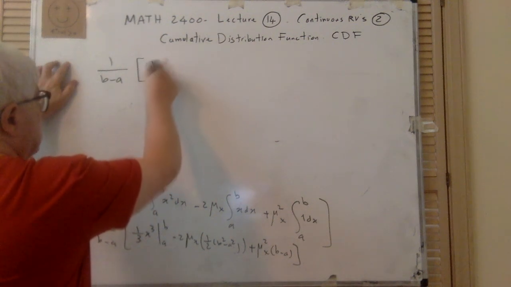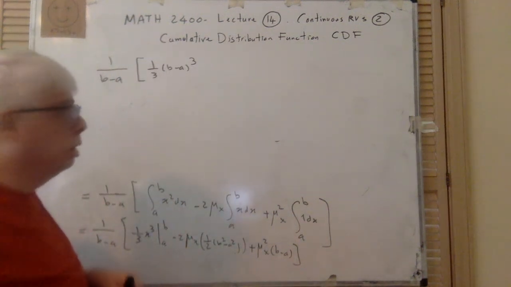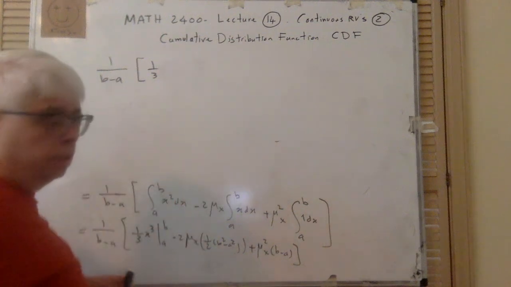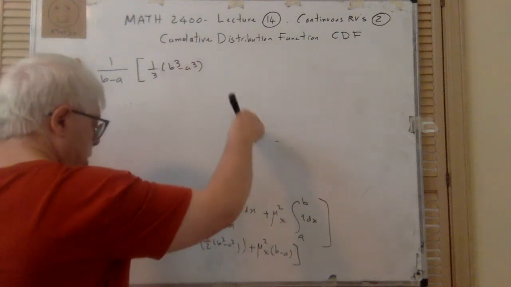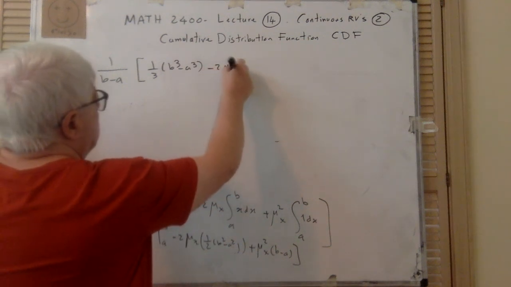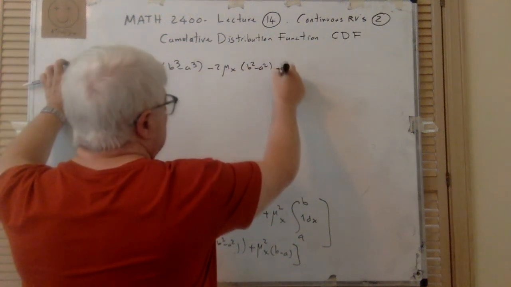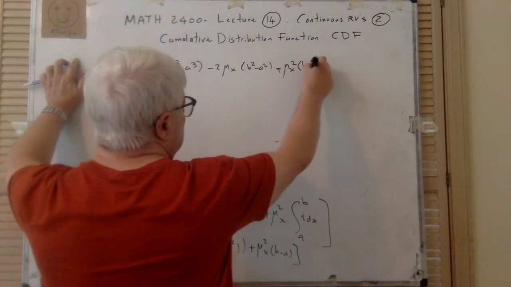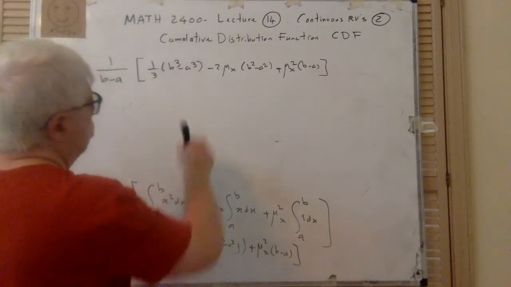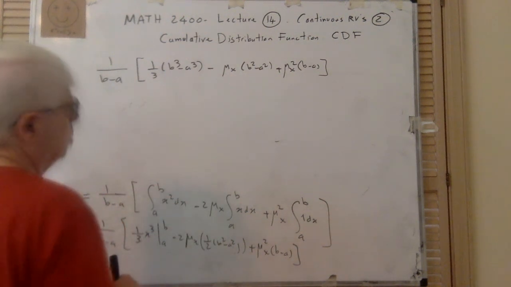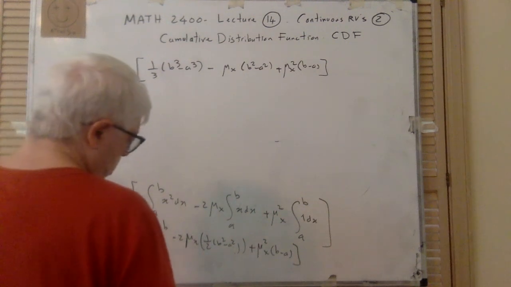So I have 1/3 (b cubed minus a cubed), and minus 2 mu x times (b squared minus a squared), plus mu x squared times (b minus a). This 2 also cancels with the 2, so I hope I'm correct.